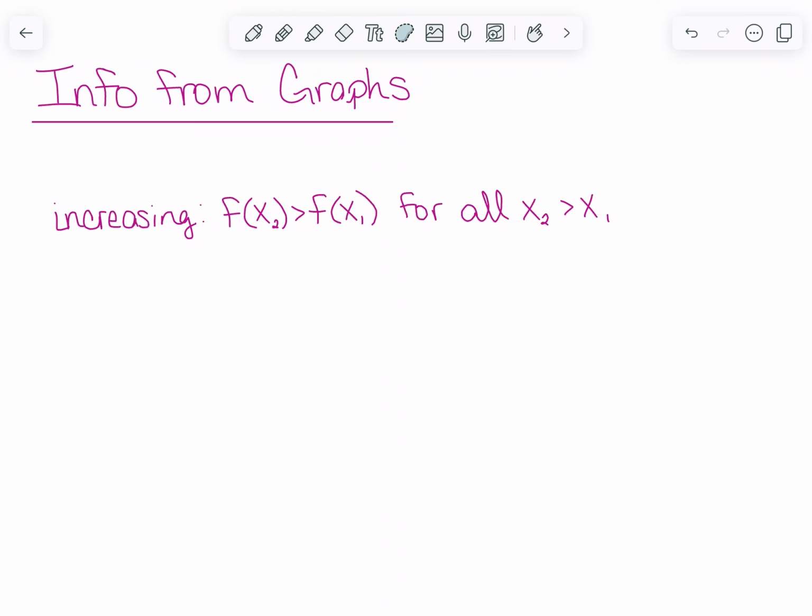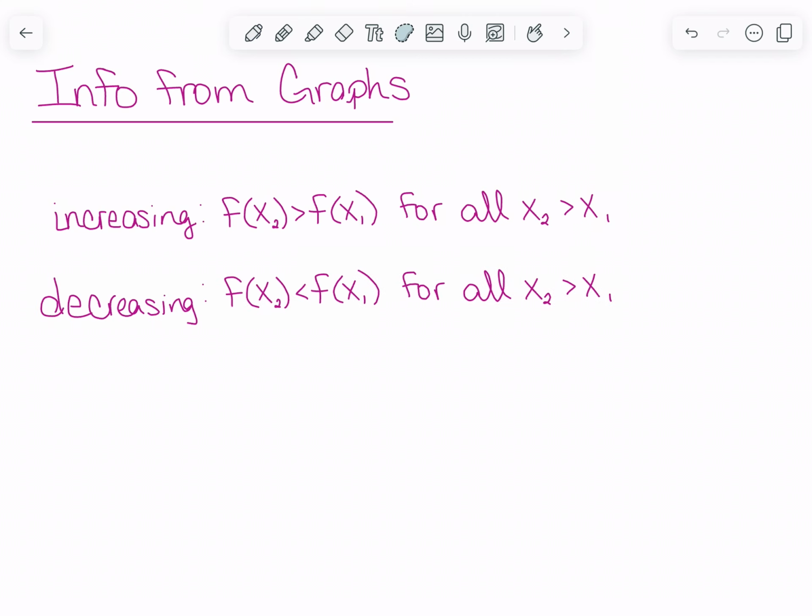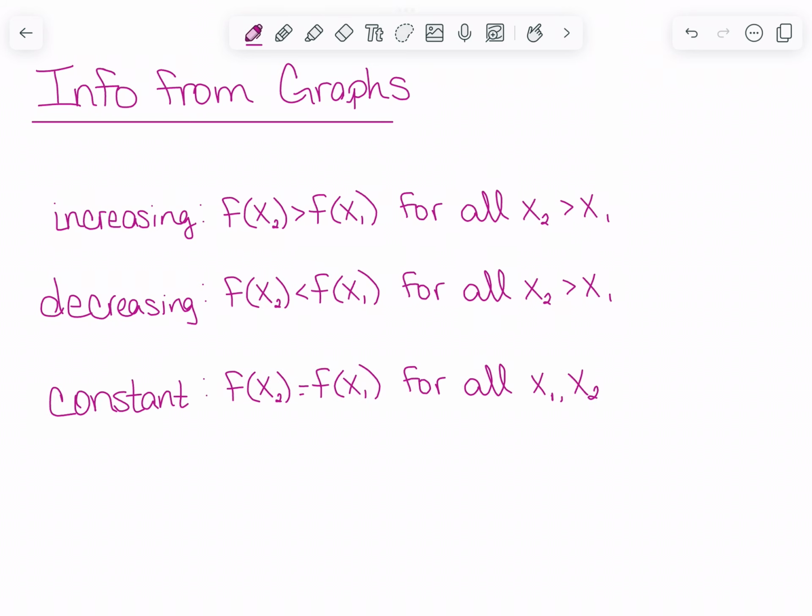We say a function is increasing over an interval if f of x2 is greater than f of x1 for all x2 greater than x1 in that interval. We say the function is decreasing over an interval if f of x2 is less than f of x1 for all x2 greater than x1 in a given interval. And we say it's constant if f of x2 is equal to f of x1 for all x1 and x2 in the interval.